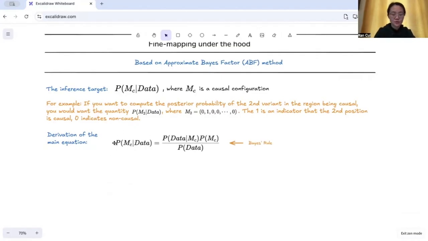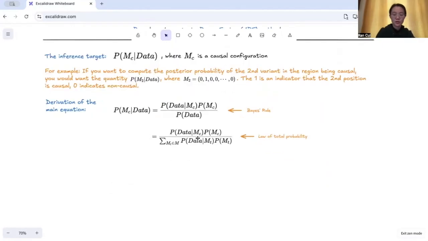So again, this posterior probability, but we want to write it in terms of likelihood and priors. So this step is just using the Bayes rule. And you rewrite it as the probability of data given the causal configuration times the prior for the causal configuration divided by the probability of the data. So now we want to express the denominator in terms of likelihoods as well.